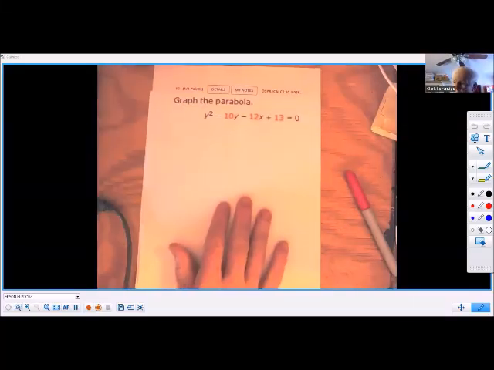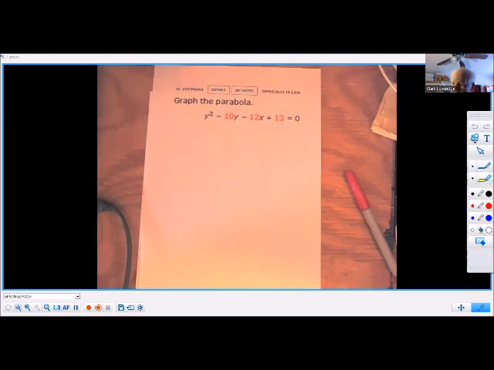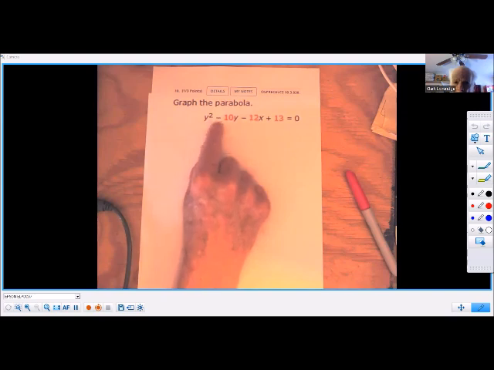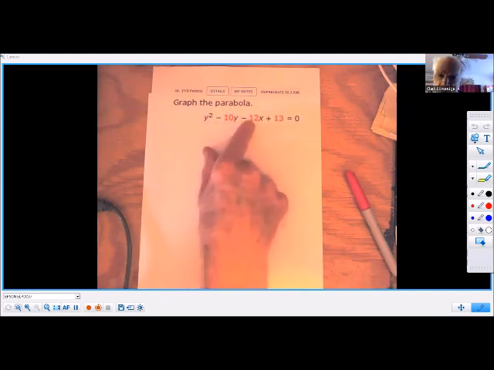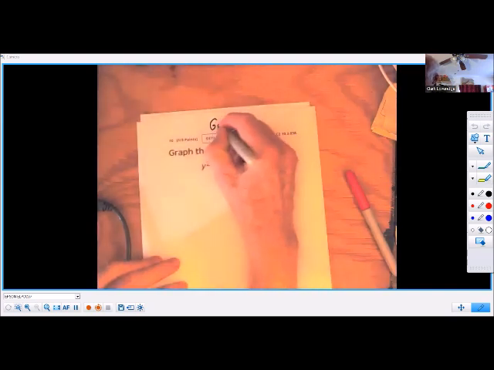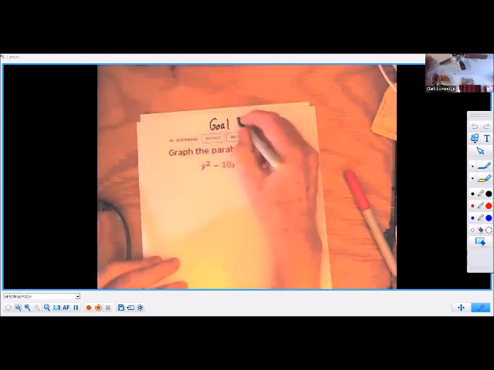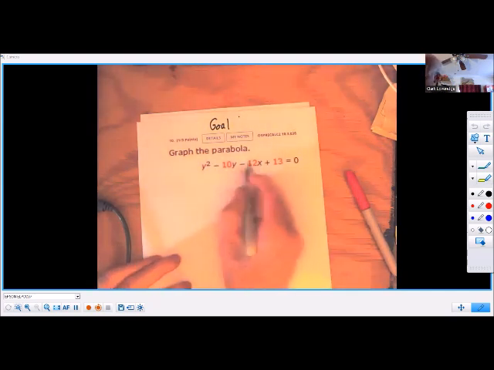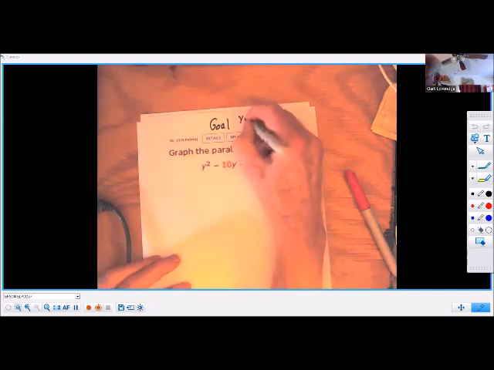We'll go over how to use the graphing utility in WebAssign to sketch the graph of a parabola. So here we have an equation: y squared minus 10y minus 12x plus 13 equals 0. Our goal here is to get it in the form where we can identify the features. Because we have a y squared, we want the form that has a y squared in it.